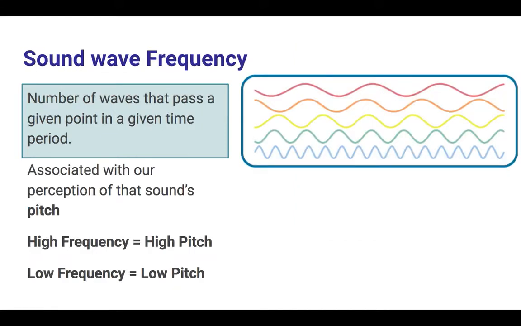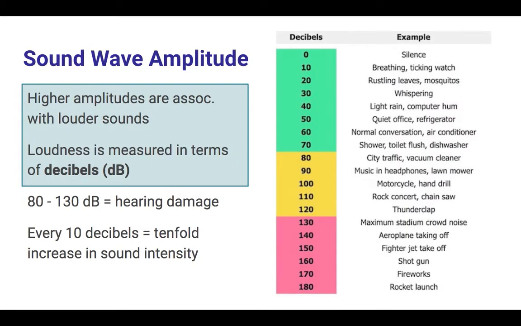Sound waves also travel in waves, just like the visual spectrum. The frequency is the number of waves that pass a given point in a time period. So the frequency of a sound wave is the pitch. A high frequency sound wave is going to be a high pitched noise, low frequency is going to be low pitched. The amplitude of a wave is correlated with the decibels, so higher amplitudes are associated with louder sounds.